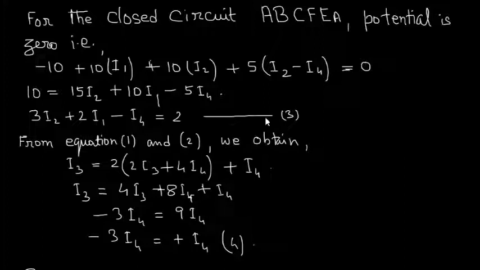This is equation 3. Equating from equations 1 and 2, we obtain I3 is equal to 2(2I3 plus 4I4) plus I4. Now upon solving we get 4I3 plus 8I4 plus I4, that is 9I4.